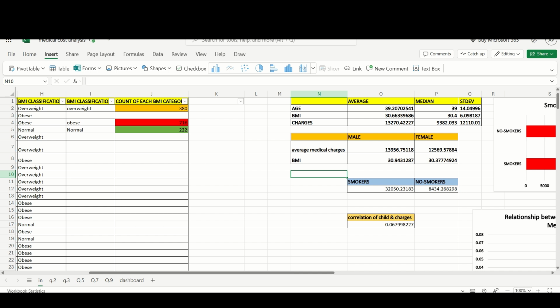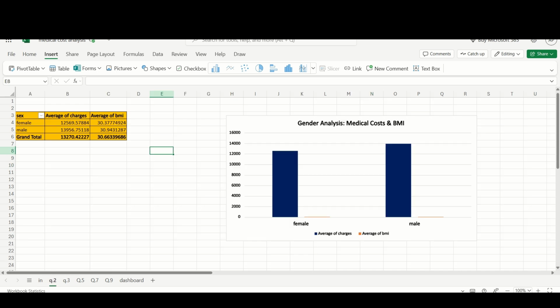I have also used a pivot table. A pivot table is used to summarize large data sets and quickly apply calculations such as sum, count, average, maximum and minimum, all without writing complex formulas. So here I have used a pivot table to compare average medical charges and average BMI for each gender.